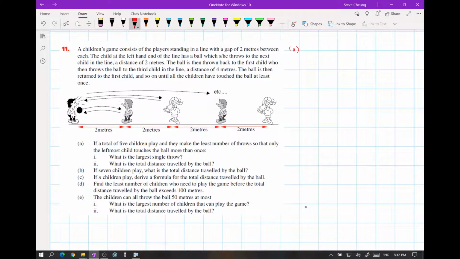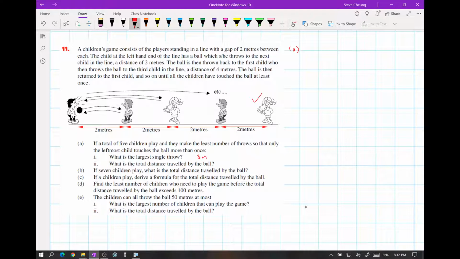So if you throw to any of these guys here, that's going to be quite far. Basically, the answer is, if you want the largest single throw with 5 children, is just to toss it to this girl, right? So then when she tosses back here, he will be touching the ball twice, so more than once. It's just a really awkward question to phrase. So here it's just 8 meters.